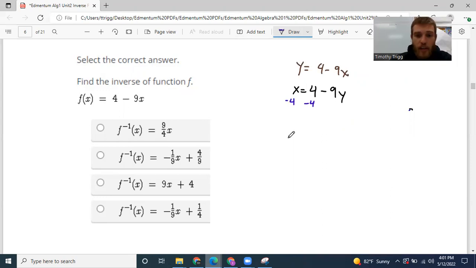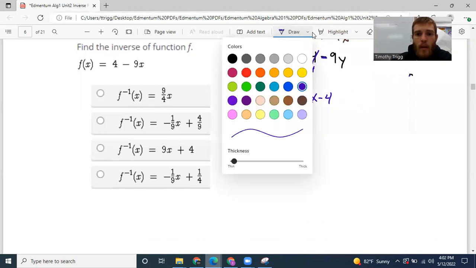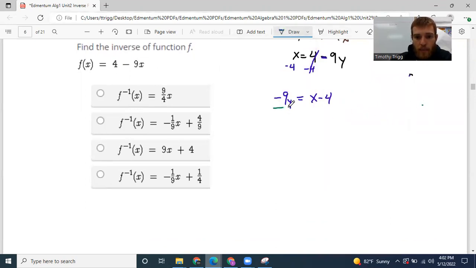I'm going to move our y's to the left side at this step. So we have negative 9y. This negative sticks around on the 9y because this negative belongs to the 9y, or is applied to the 9y. These 4's cancel, but over here we have x minus 4. What do you suppose our next step would be? Well, we're going to divide by negative 9 on both sides to help us get y by itself. What's my last step here? Well, we're going to replace y with f inverse of x.